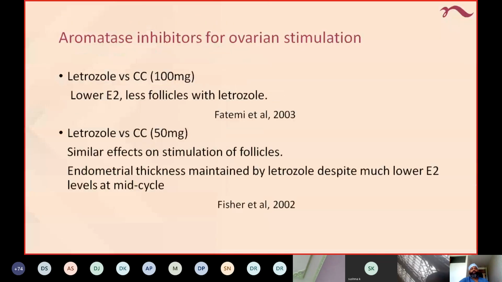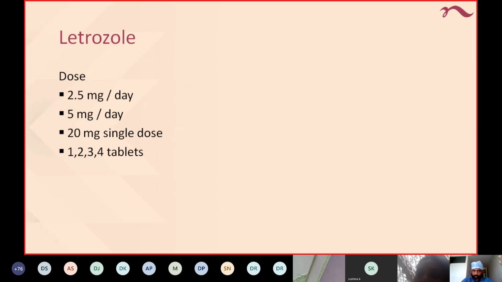So letrozole versus CC: here you have a lower E2 and fewer follicles with letrozole. If it's 100 mg of clomiphene, and you use 50 mg, with letrozole almost similar effects on the stimulation of follicles, but endometrial thickness is maintained by letrozole despite a much lower E2 at mid cycle. This is important, especially if you are facing a thin endometrium problem. Don't use clomiphene citrate, prefer letrozole.